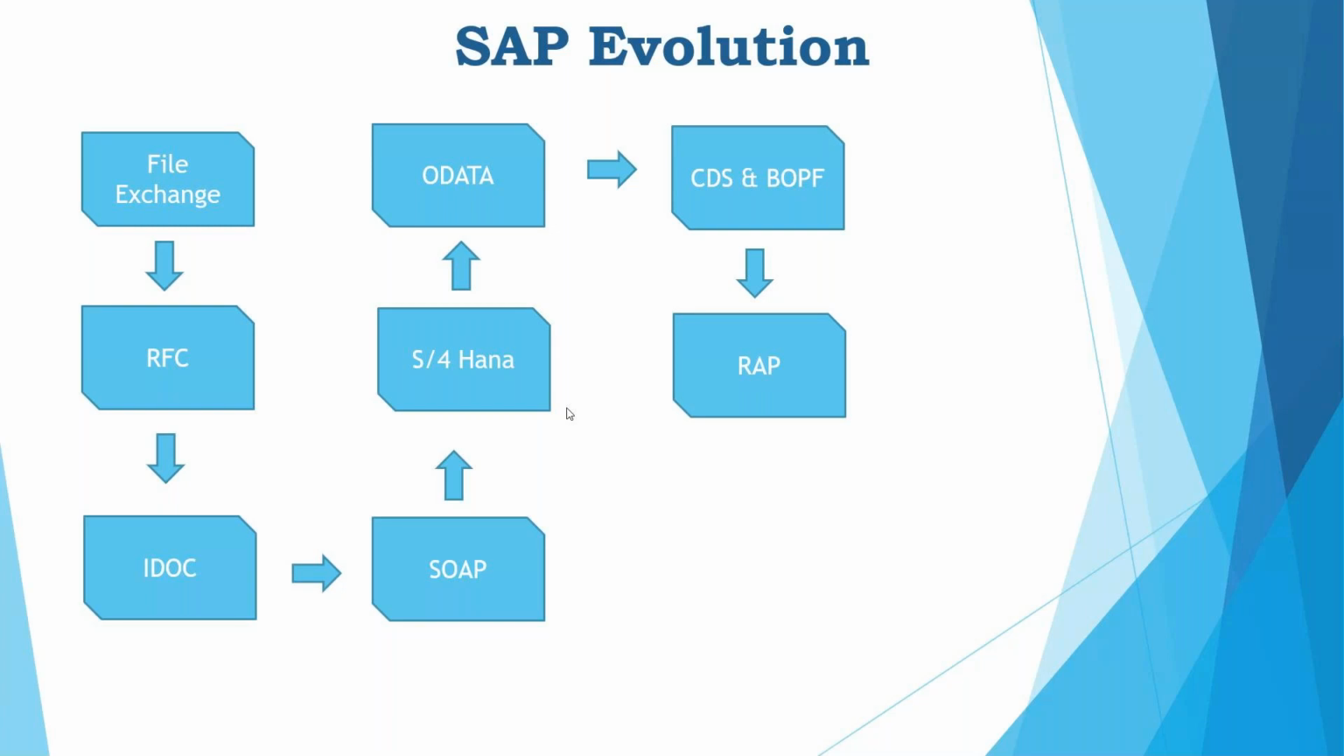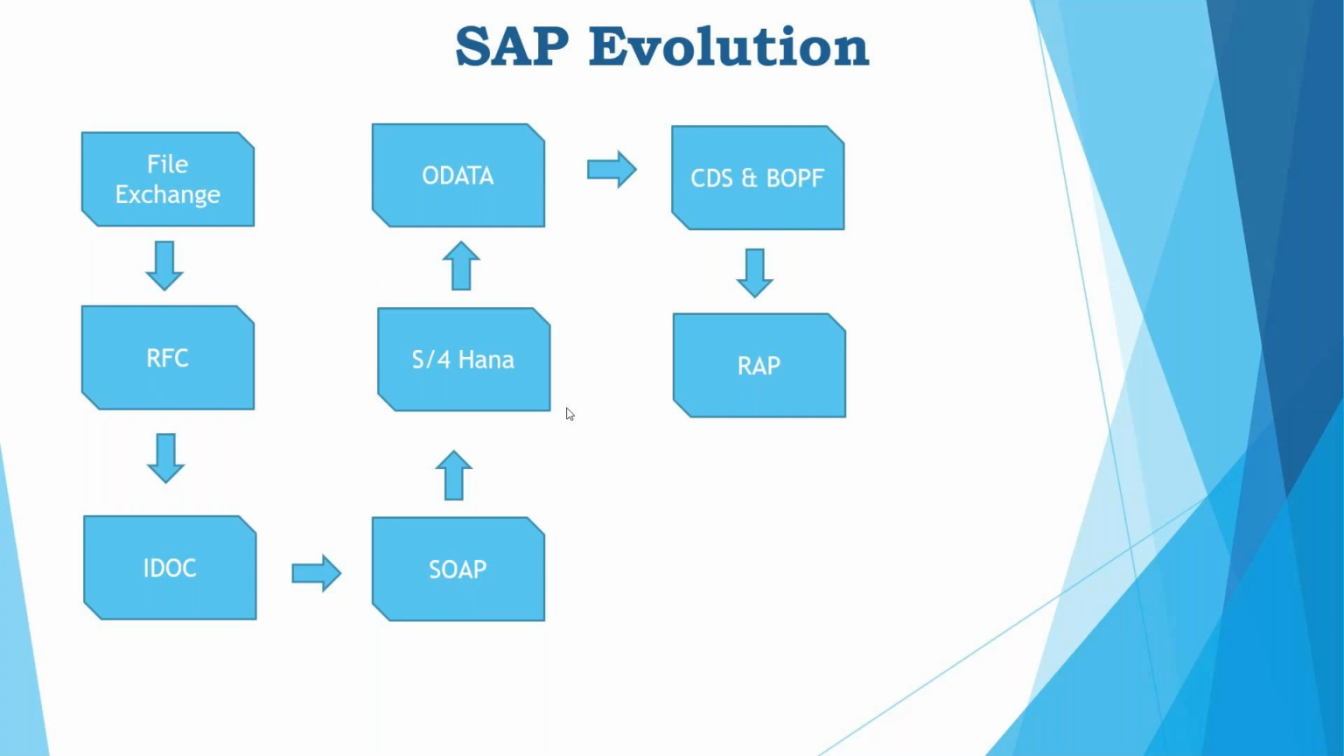S4 HANA follows the code pushdown approach. What does the code pushdown approach mean? Whatever data you are going to process will not be processed on the application server. It will happen on the database layer, so the performance will be very good. That is the reason all the ABAP CDS views we develop will be running on the database layer, not on the application layer. So that is why it is called the code pushdown approach.